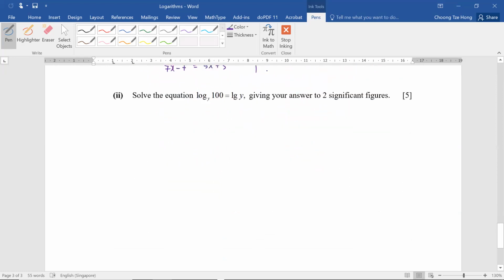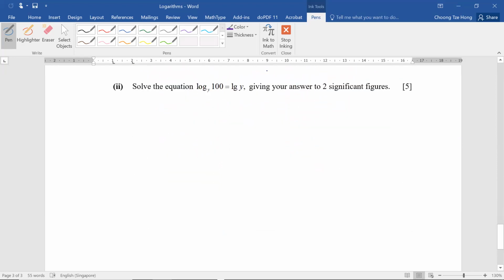Okay, let's look at one last question. It's a 5-mark question, but you realize that it's not difficult also. Over here you have log base y of 100 equals log base 10 of y. One thing I will be thinking now is maybe we can try to convert everything to the same base. Since the right side is already so simple, log base 10 of y, I will attempt to convert the left side instead.